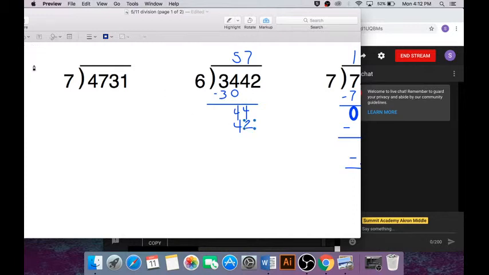Okay, so now we have 44 minus 42, which gives us 2. And we're going to bring down our other 2. So we need to see how many times 6 goes into 22 without going over. That's going to be 3 times. 3 times 6 is 18.